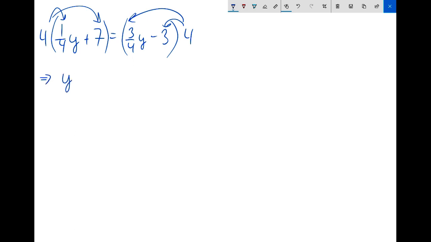Okay. So what about the next one? Yes. So plus $28, yep. Then what happens here? So on the other side, 4 times that is 12. 12 divided by 4 is 3. So you're just going to be left with 3y.